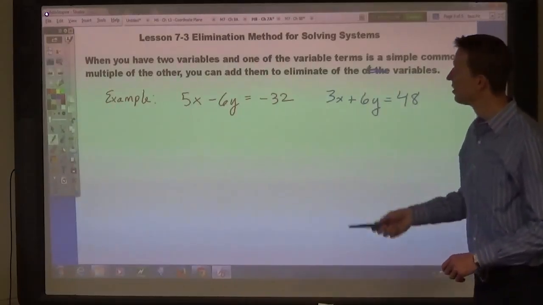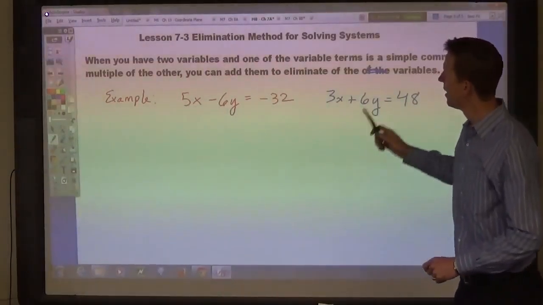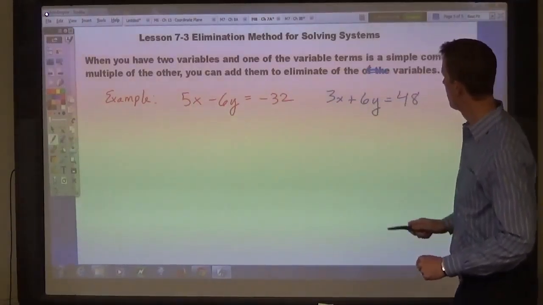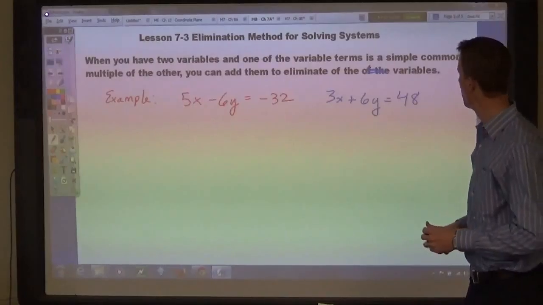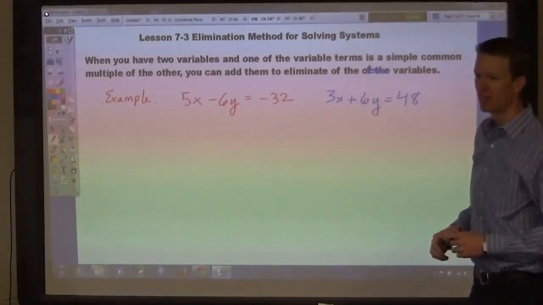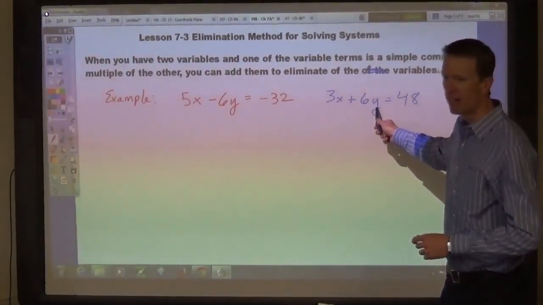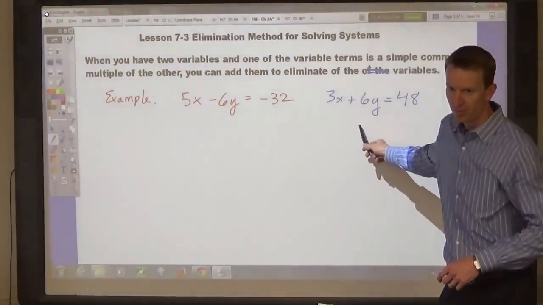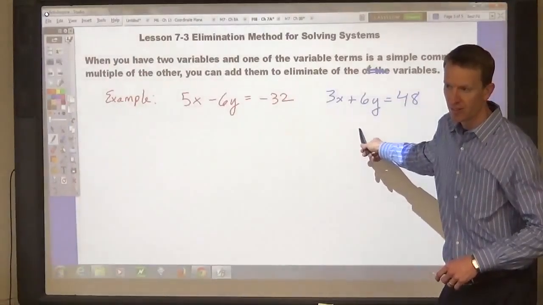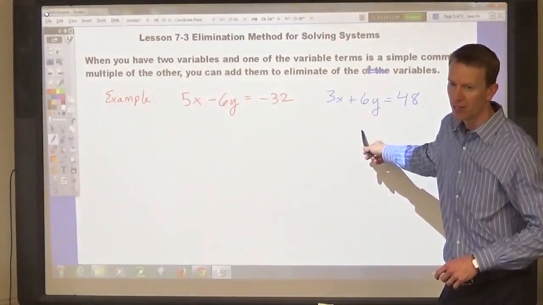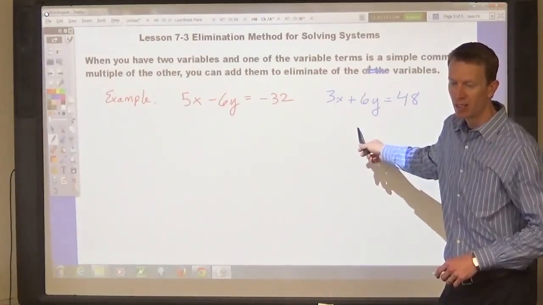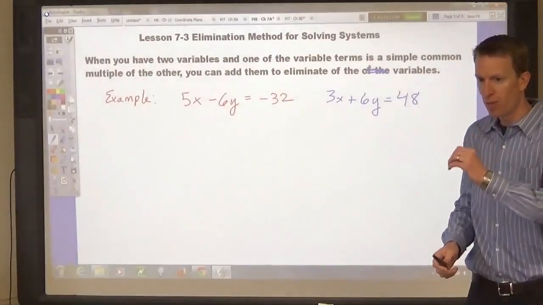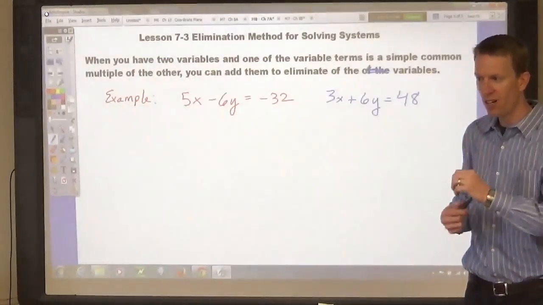Okay. So in this method, when you have two variable terms that are a simple common multiple of each other, in this case you have 6y and negative 6y. Look at the coefficients of those. Already they're opposites. And if you add them together, you eliminate them, right? Because when you add opposites, it equals 0. You with me? You understand so far?